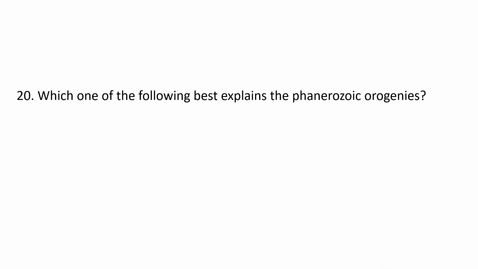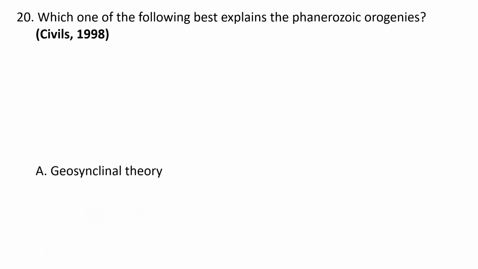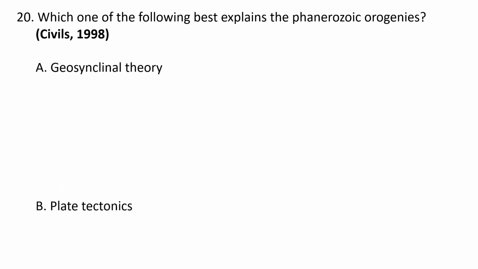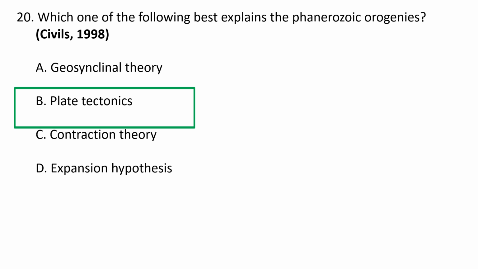Next question. Which one of the following best explains the Phanerozoic orogenies? This was asked in Civil Services Exam 1998. A. Geosynclinal theory. B. Plate tectonics. C. Contraction theory. And D. Expansion hypothesis. The correct theory which explains the Phanerozoic orogenies is plate tectonics. This theory assumes that the globe is made up of rigid masses known as plates. A plate is the crust and part of the upper mantle, and it floats and moves along convection currents over the asthenosphere. Due to convergent motion, two continental plates collide, orogeny occurs and mountain building takes place.